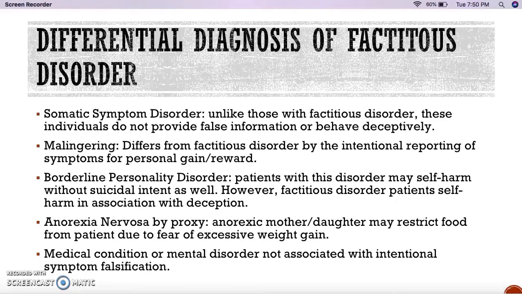Next, we have borderline personality disorder, and patients with this disorder may self-harm without suicidal intent as well. However, factitious disorder patients self-harm in association with deception. Anorexia nervosa by proxy. So an anorexic mother or daughter may restrict food from the patient due to fear of excessive weight gain. And lastly, medical condition or mental disorder not associated with intentional symptom falsification.